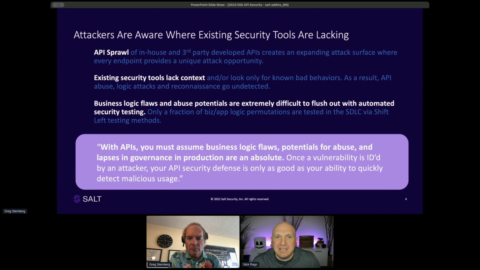But what we want to capture here is what we hear when we talk to attackers, and to folks like that first speaker, Alyssa Knight, and some of the other white hat API attackers out there. They're basically saying attackers are looking to take advantage of a few different things. And Greg, you mentioned the first one. API sprawl is a huge one.